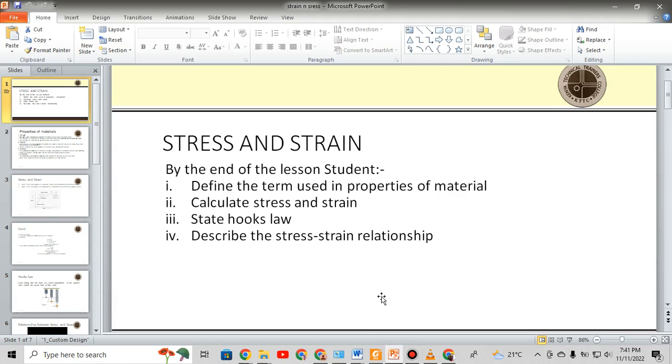Before we begin, we need to identify our objective as students by the end of the lesson. What will you have achieved? By the end of the lesson, I'm expecting you to define the terms used in properties of materials, calculate stress and strain using the formulas, state Hooke's law, and finally describe the stress and strain relationship. Okay?